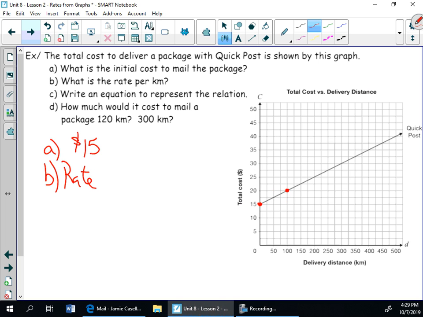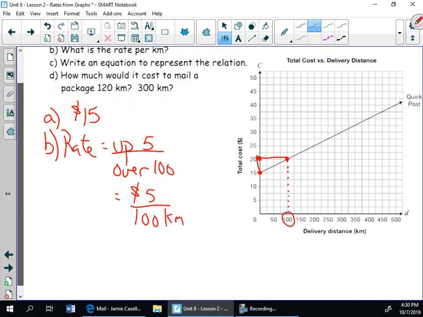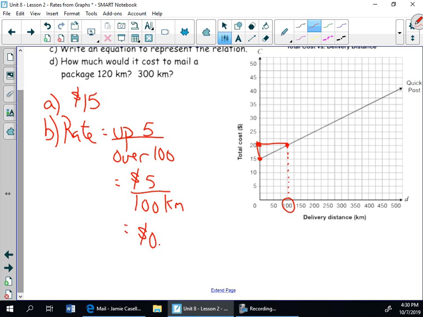My nice dot. Okay, I need to go up, over, up. How much did I go up? I went from 15 to 20, so it's up 5. I went over. I started at 0 and I went over to 100. That's like this line right here, right? Over to 100. Okay, step 2, I've got to take my words and replace them with units. $5 for 100 kilometers. Step 3, let's divide that. It's going to cost me 5 cents per kilometer.